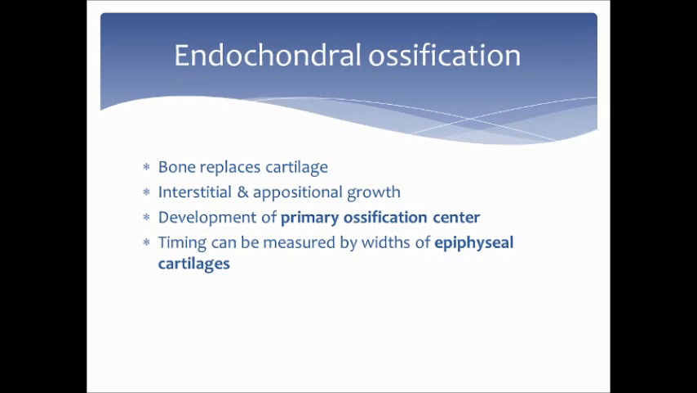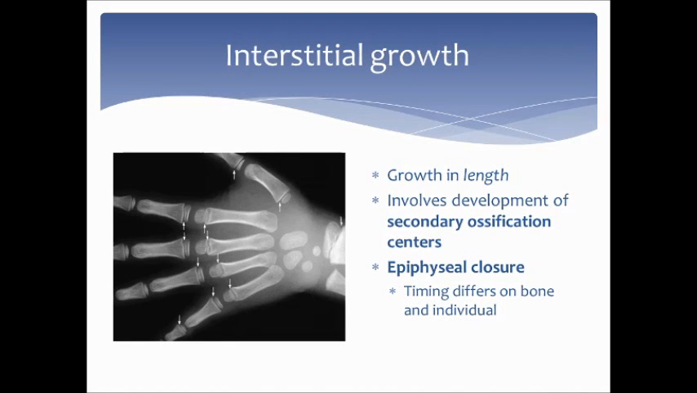The timing of this ossification can be measured by the widths of epiphyseal cartilages in long bones. So these are your growth plates, and in adults you have an epiphyseal line, so it can show where those bones fuse together. In interstitial growth, the bone is growing in length, so we'll have secondary ossification centers develop. These primary and secondary ossification centers determine the shape of the bone, as they will determine which parts are still dividing and growing and which parts are done growing.